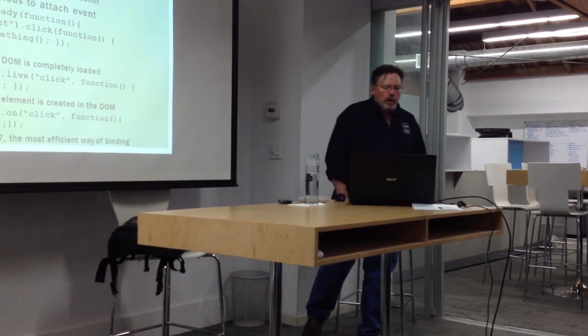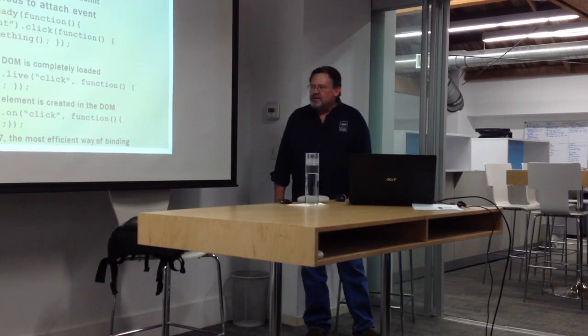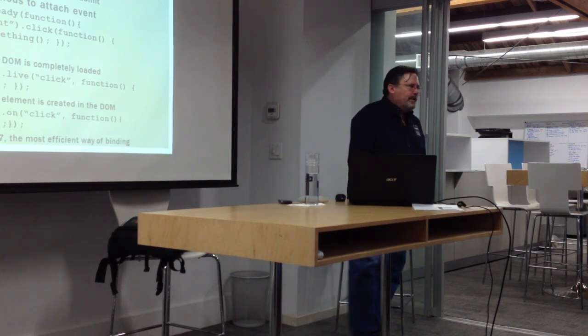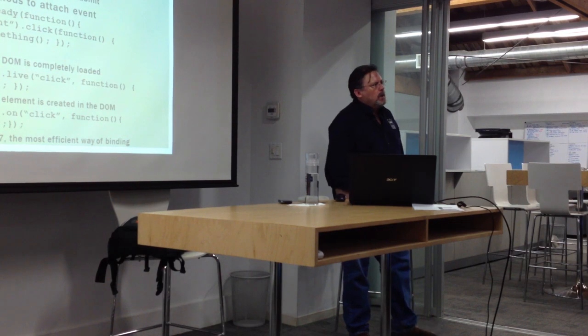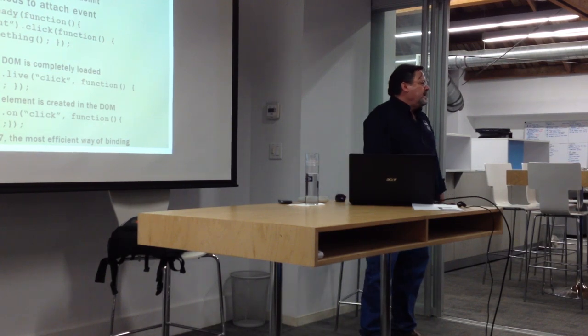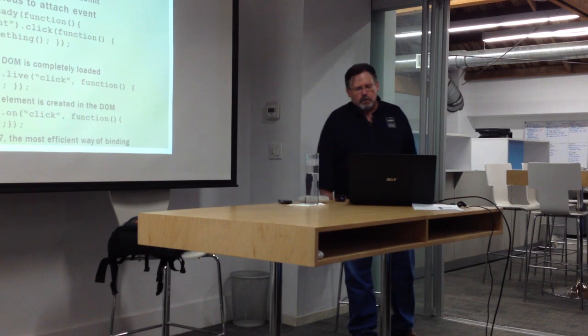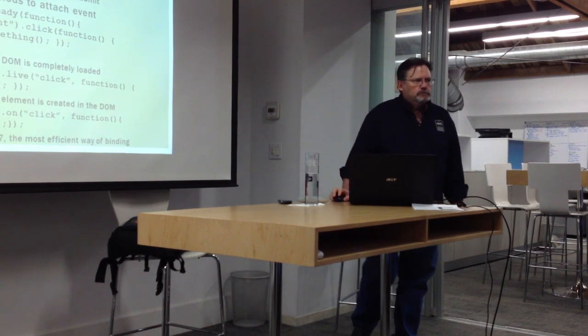And then the last one, and as of jQuery 1.7 they're recommending this as the most efficient way to do it, is to say dot on and then pass in as a string the event that you want to use. So click, mouse over, hover, focus, blur, double click, whatever.